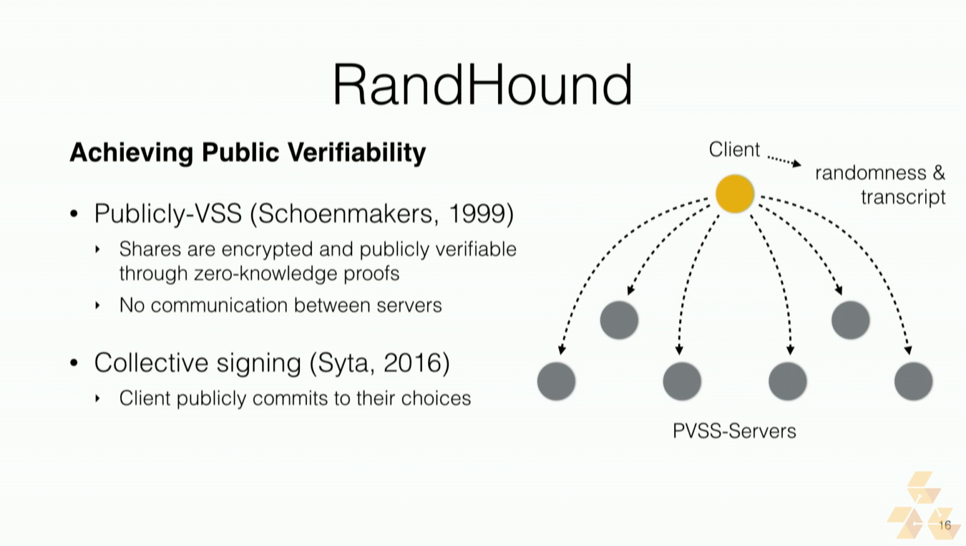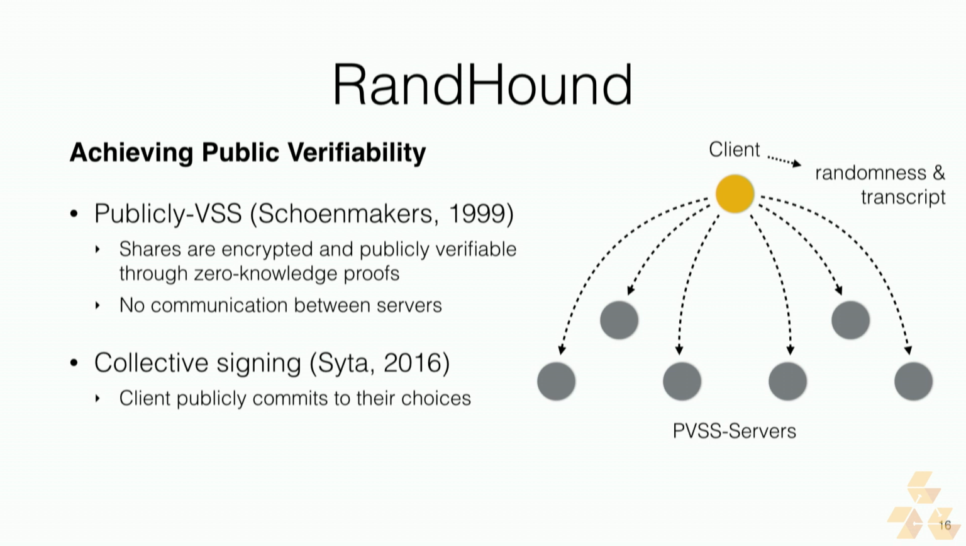So how do we achieve these two properties, verifiability and scalability? First, verifiability. We make use of two building blocks. Namely, first of all, we use publicly verifiable secret sharing, which is a variant of Shamir secret sharing, but it comes with zero-knowledge proofs, so that the shares are encrypted and publicly verifiable through these zero-knowledge proofs. And this allows the client to orchestrate this protocol, and there is no communication necessary between the servers.